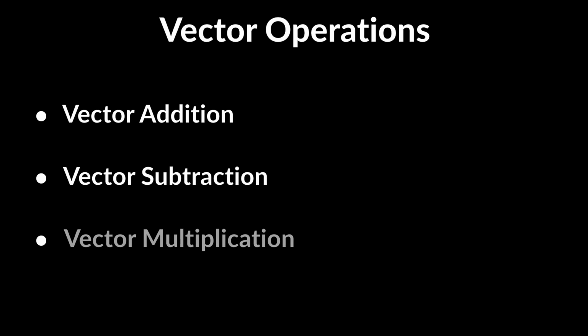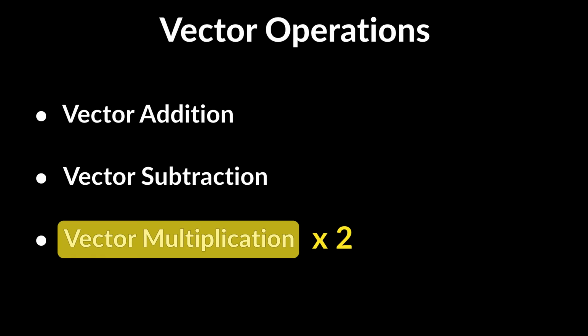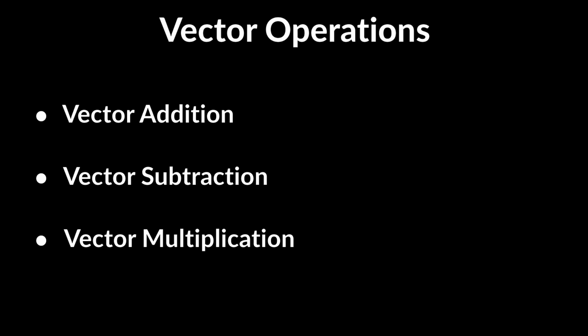Now that we have our notation, we want to use this to define some basic operations to perform on our vectors. And in this case, we're going to talk about 3 different operations: vector addition, subtraction, and multiplication. The last of which is technically 2 operations, but we'll get to that. However, we're going to start off by talking about vector addition.